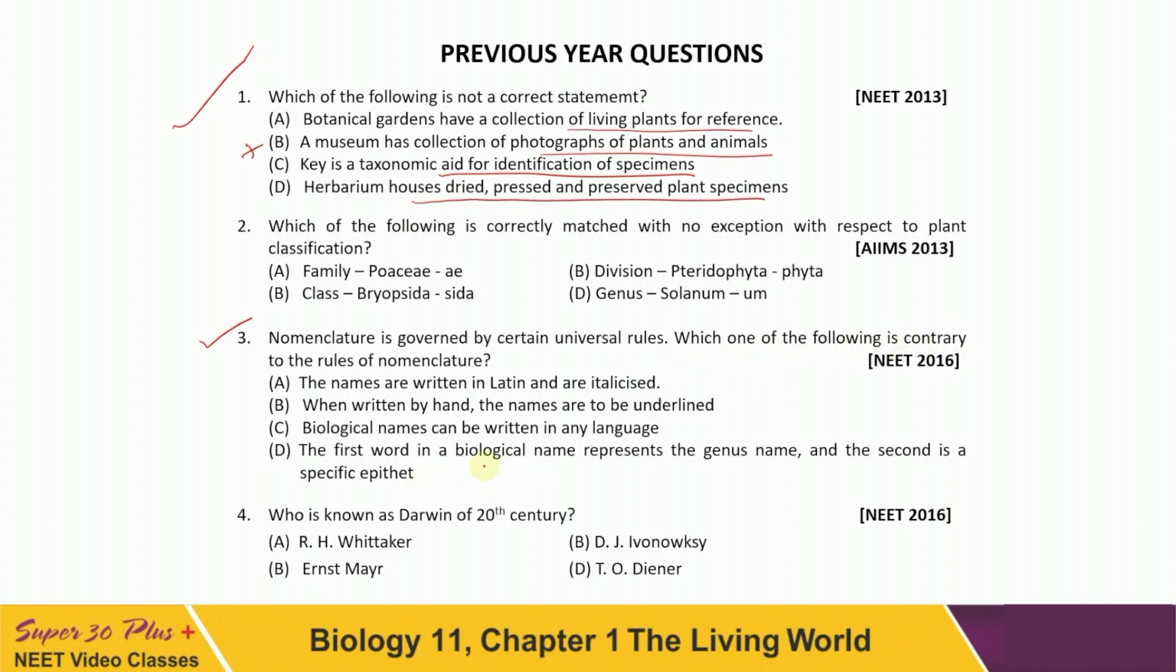The first word in a biological name represents the genus, the second is the species. This is right. Biological name can be written in any language, is it? Can we write a biological name in Hindi or Urdu? No, we cannot. That's why this is wrong. When written by hand, it will be underlined separately. Names are written in Latin. This is right. Who is known as the Darwin of the 20th century? In the beginning of this I told you. He is Ernst Mayr.